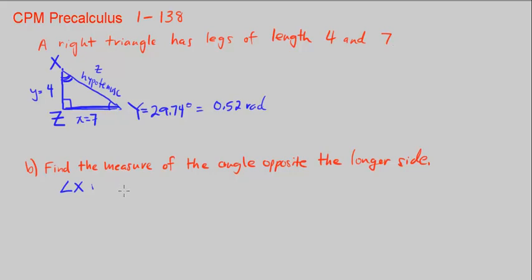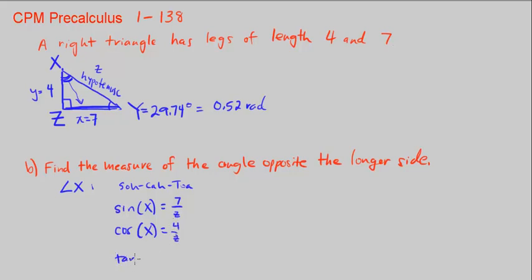Well, again, we can use our trig functions, sine, cosine, and tangent. So SOHCAHTOA. Sine of angle X is equal to opposite over hypotenuse. Now the opposite of angle X is side X, little x, or 7. Hypotenuse is still Z, right? So cosine of angle X is adjacent over hypotenuse. Adjacent to angle X is side Y, or 4, over hypotenuse Z. So it's 4 over Z.